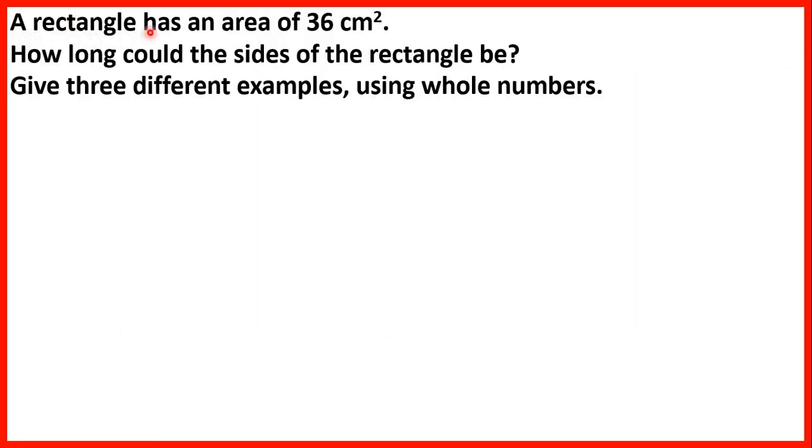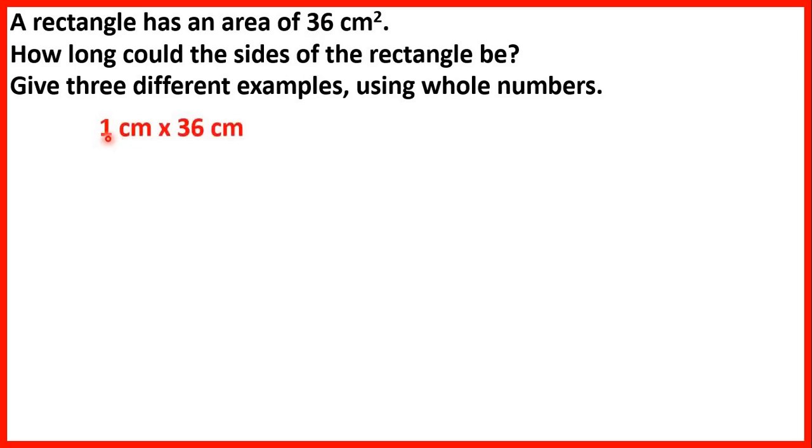A rectangle has an area of 36 centimetres squared. How long could the sides of the rectangle be? Give 3 different examples using whole numbers. Now to find the area of a rectangle, we multiply the length by the width. So something times something is 36.